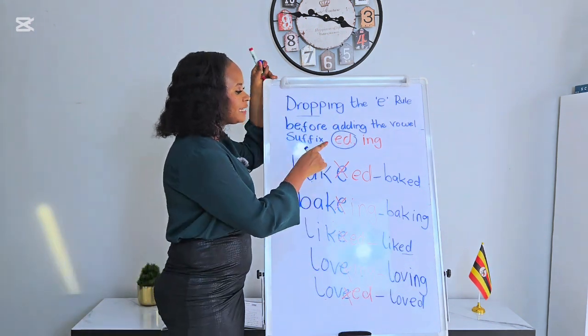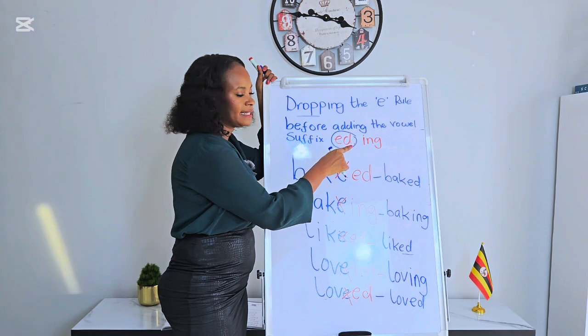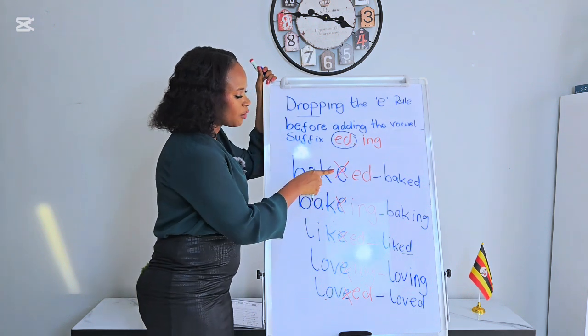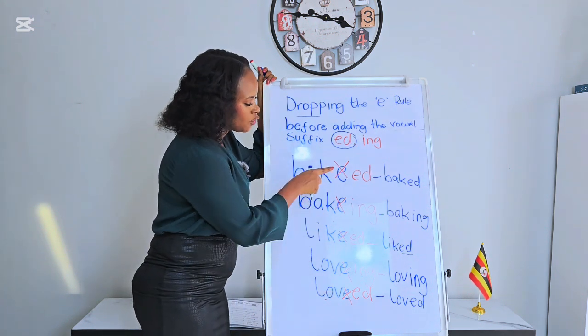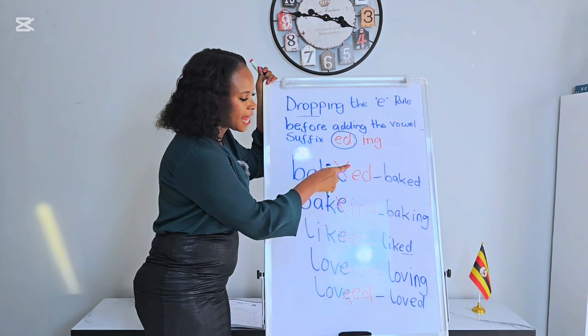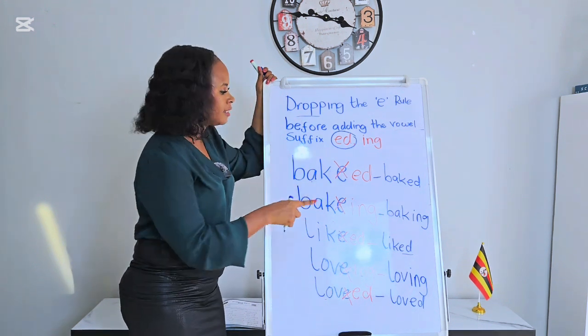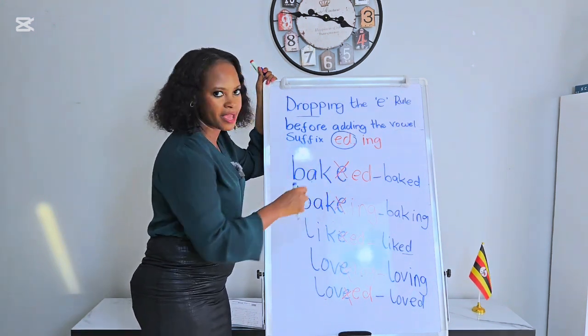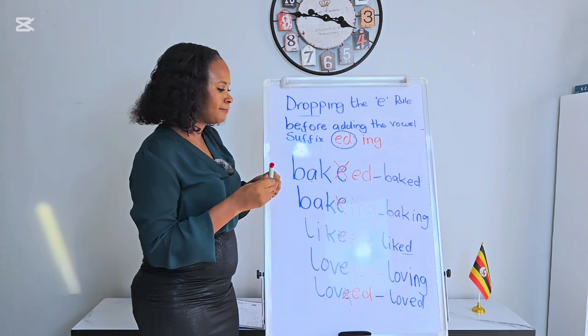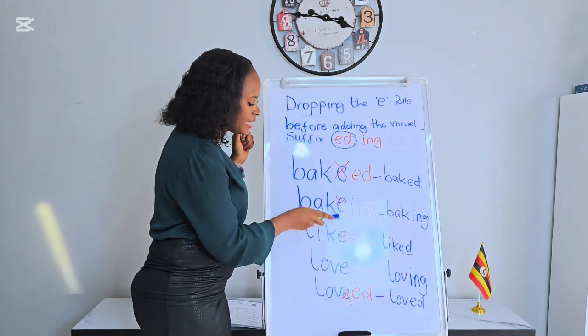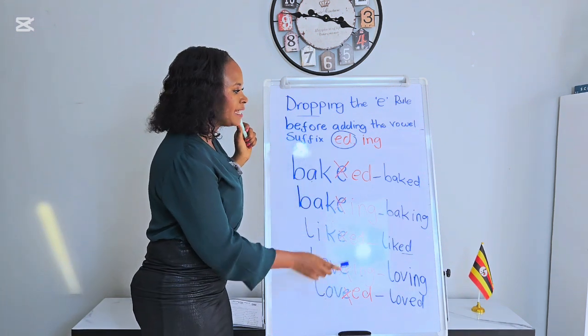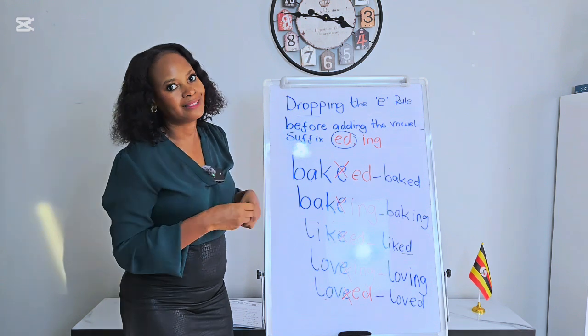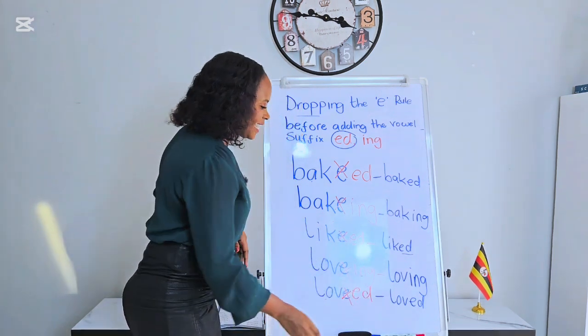So every time you're adding a vowel suffix, ED or ING, to a word ending in E, you have to drop that E and then add the suffix. Do not write both of them. No, that's a wrong spelling. You have to drop the E on the base word, then add your vowel suffix. I hope you get it.